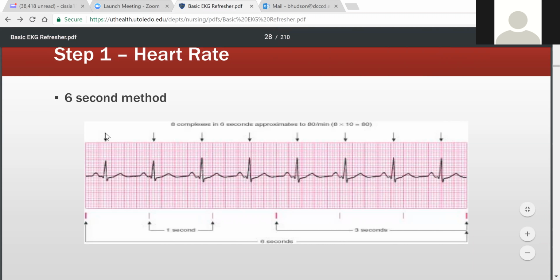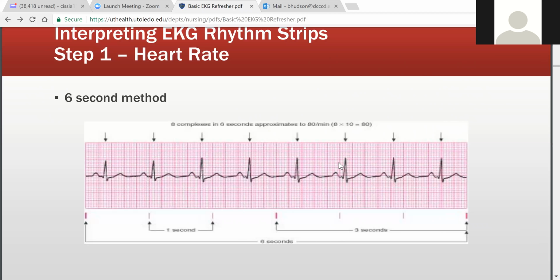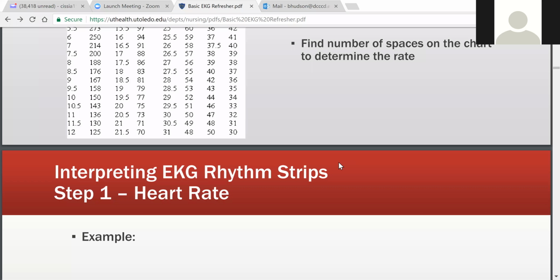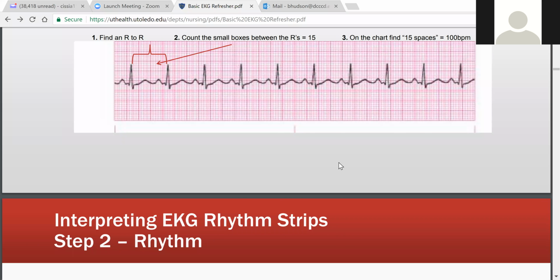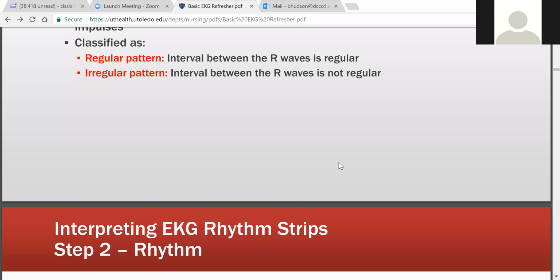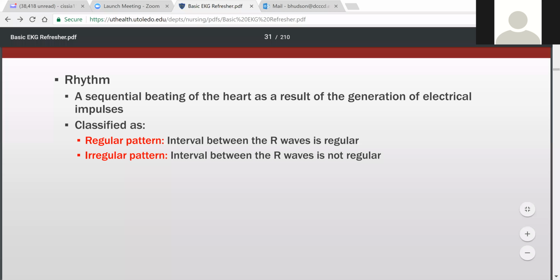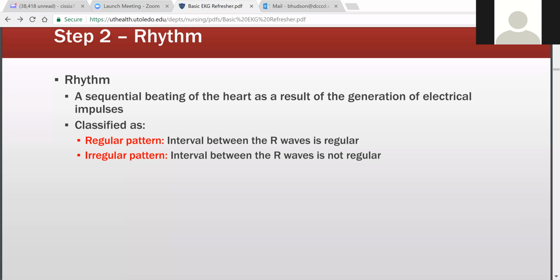Even if you measure this arrow to this arrow, and then measure to this one, to this one, to this one, to this one, it would still be regular. So this would be considered regular, okay? I'm going to skip over these charts because that's not what we're trying to do here. So for something to be considered irregular, the interval between the R waves is not equal, or it's not consistent. That means some of those R waves will come early and some of them will come late.